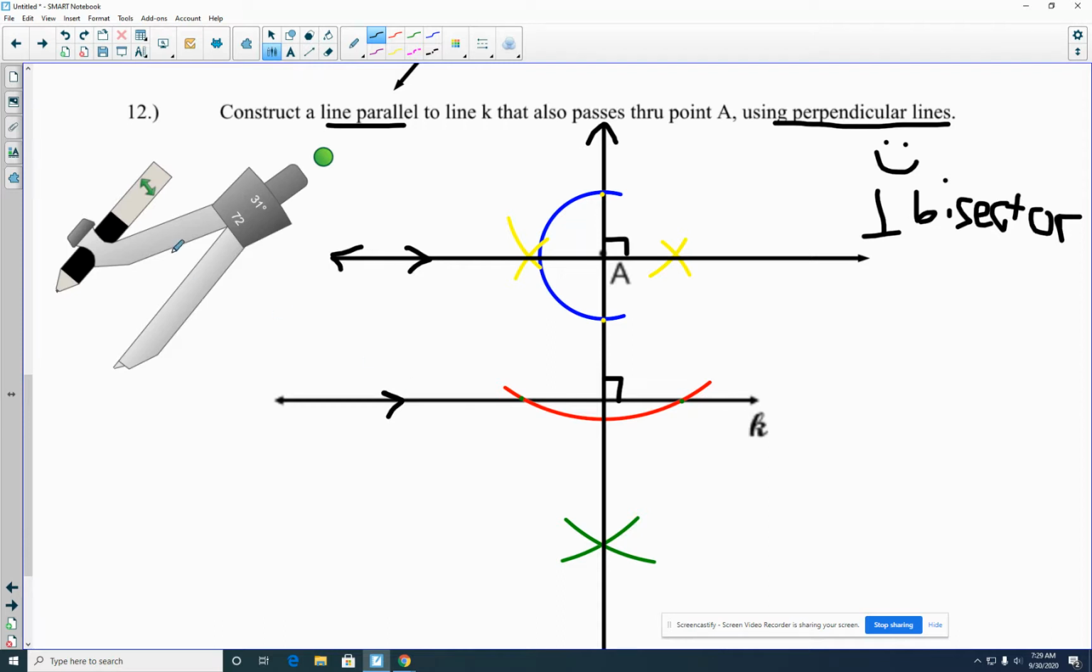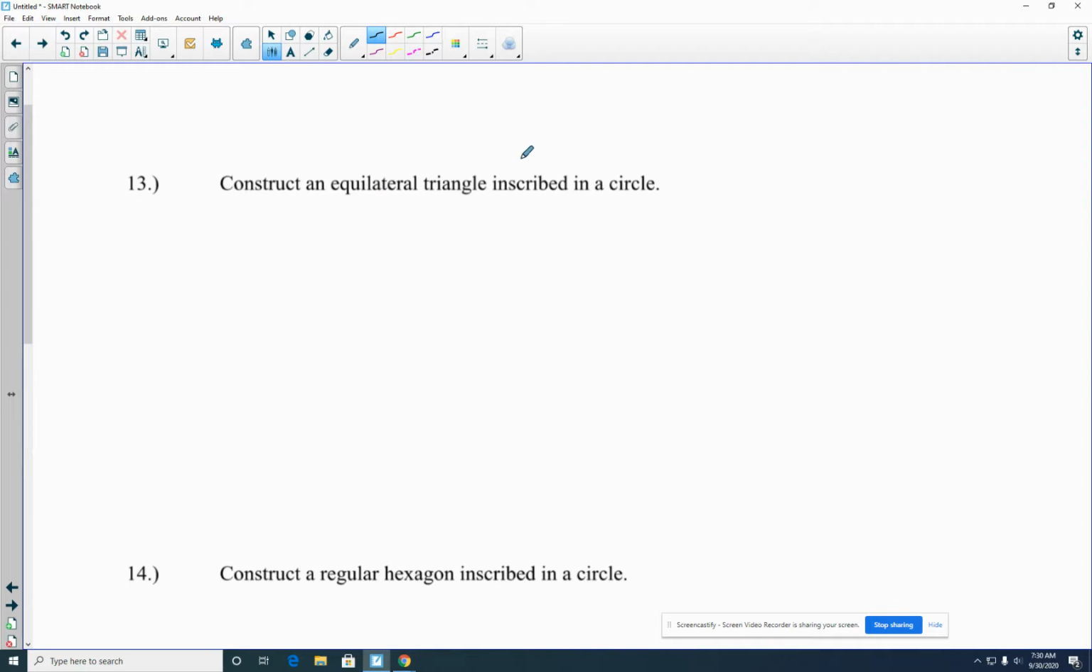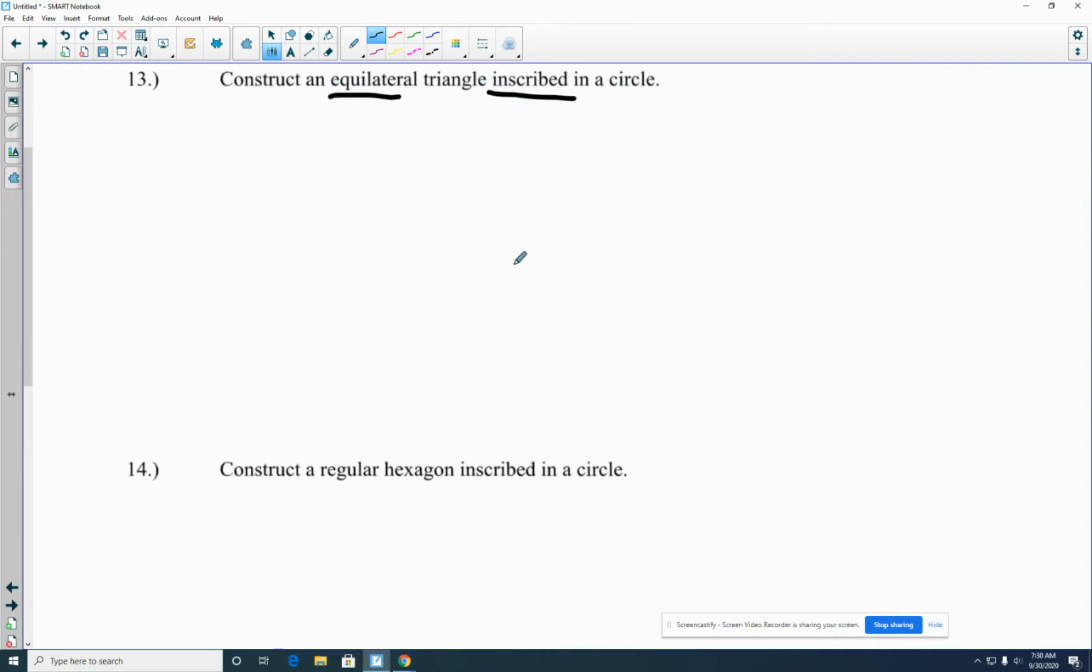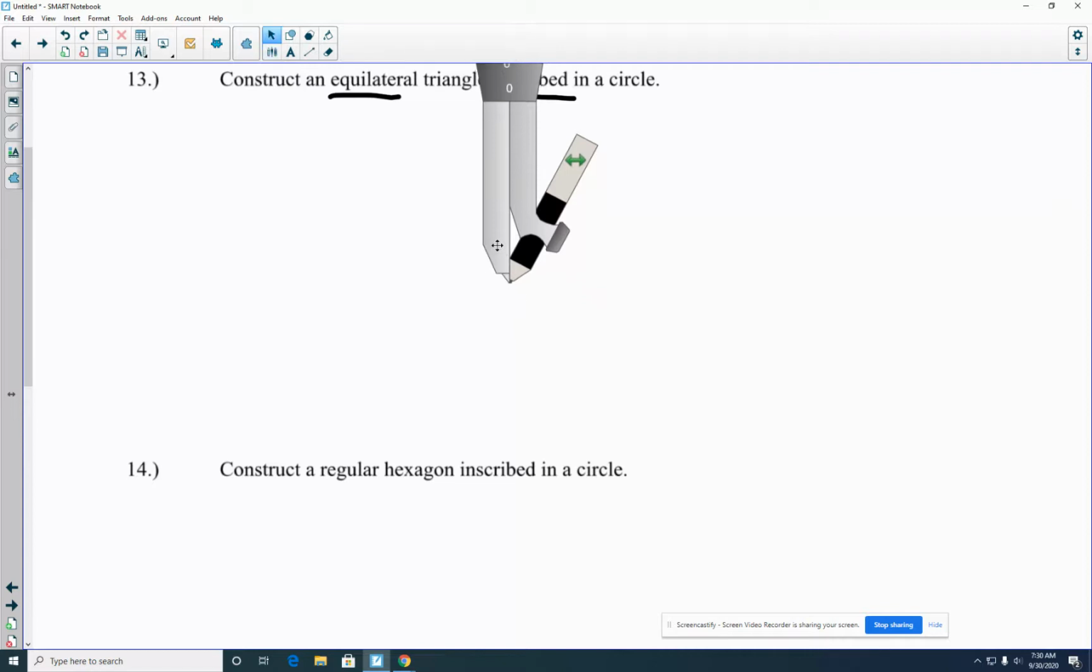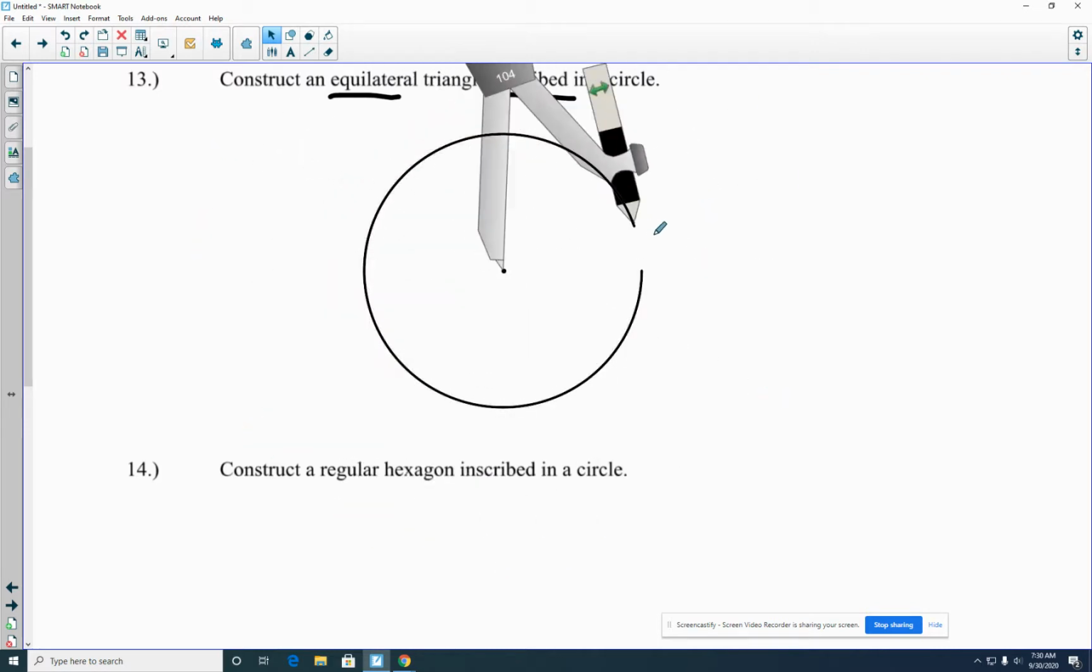Okay. Let's move on to number 13. We're almost there. So 13 says construct an equilateral triangle inscribed in a circle. So that's when we start with a point. So we're going to start with the point. We need now a circle, because if it's inscribed inside of a circle, you need your center. And now you have yourself a circle. So you swing yourself a circle.